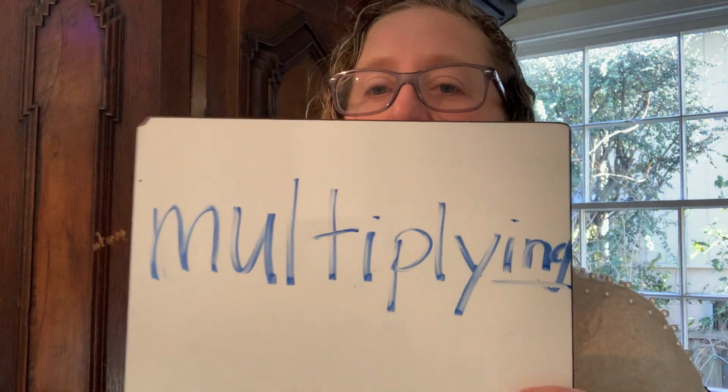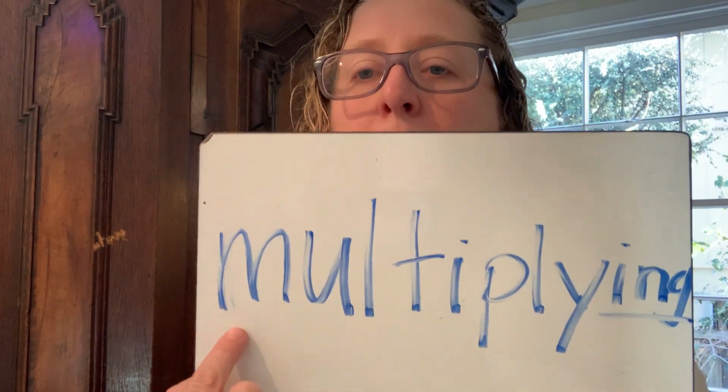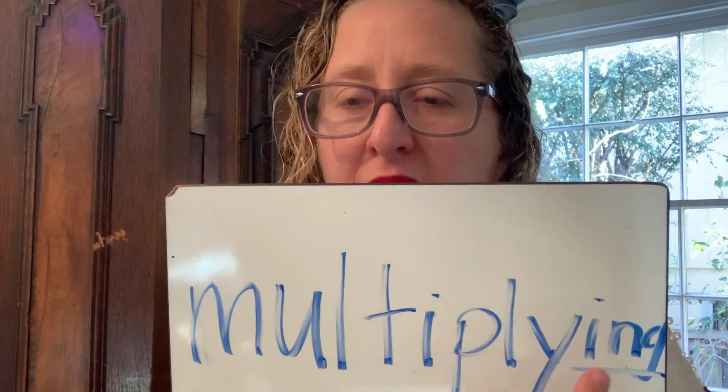Now I'm going to change the ending here. I'm going to add an ing. Say it with me. Here's our base word. Multiplying. I'm multiplying fractions. All right.